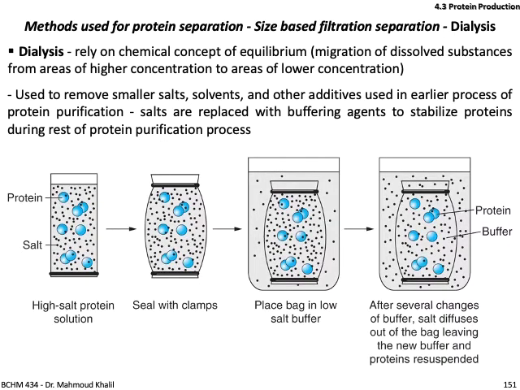And you can see from the figure, initially you start with a protein in a high salt protein solution, that you transfer into a dialysis bag, as you can see, which has pores, and this dialysis bag is placed in a low salt buffer. In this case, after several changes of buffer, the salt diffuses out of the bag, leaving the new buffer, which goes inside the bag, and that's why we change the salt concentration of the protein.